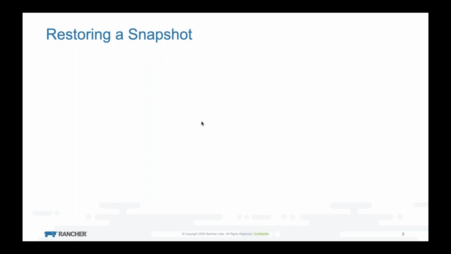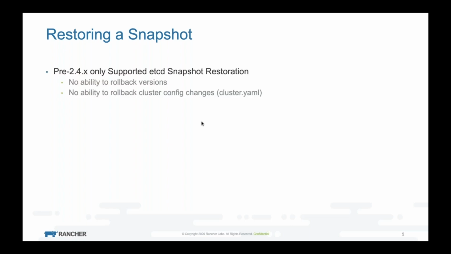So now, if you then had taken a snapshot, what would you do next, right? You would want to restore it at some point. Well, in pre 2.4, the ability to restore a snapshot was only the ability to roll back the etcd data, under the hood, the real data inside the database. There was no ability to roll back versions. There's no ability to roll back any cluster configs. Some people know that as the cluster YAML. That stuff was not actually being tracked in the snapshots.